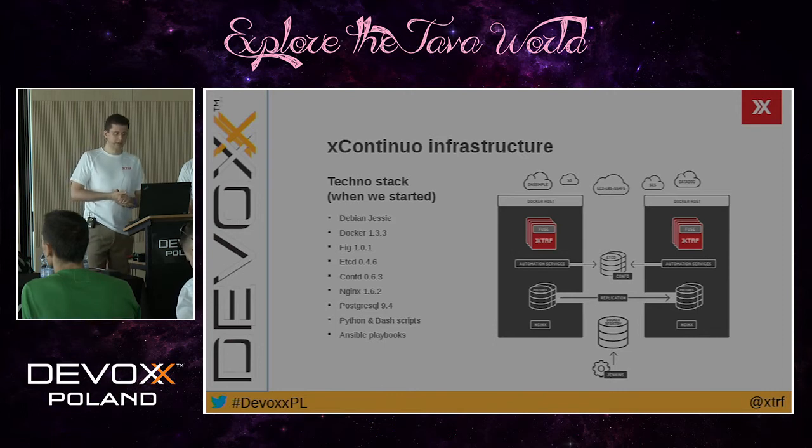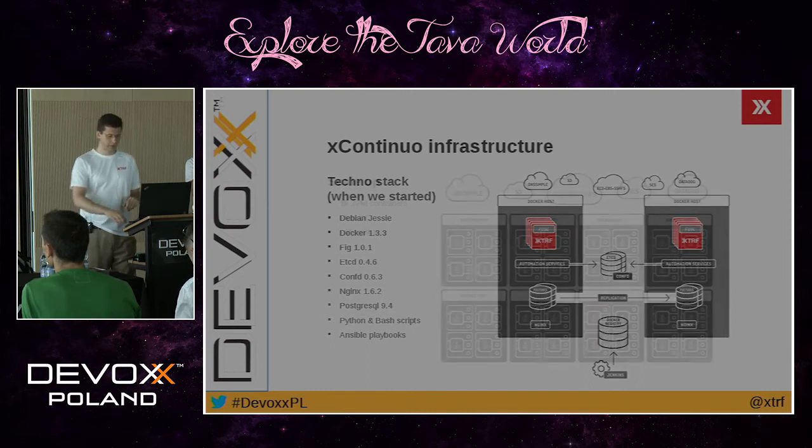And so we decided to build our infrastructure on Docker, on Fig, which was later on replaced by Docker Compose, and etcd, a really cool piece of technology. I'll give you some more information about this later on. Also Confd, and some proxy services. These are, let's say, the toys you need to use in order to build a computing infrastructure.